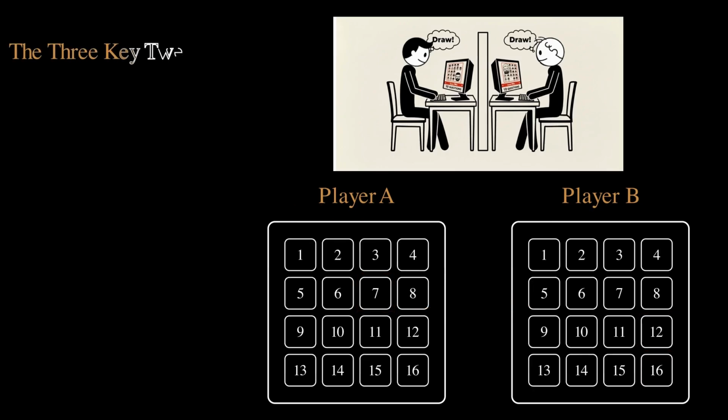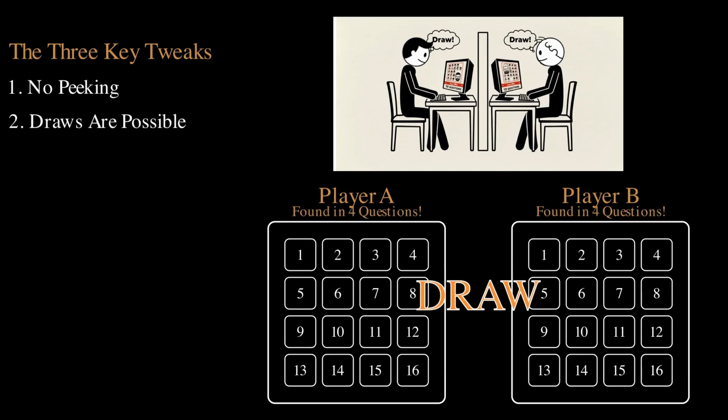We've made 3 tweaks to the original game to keep things fair and to keep the math simple. First, no peeking. In the board game, you can glance over and see how many faces your opponent has flipped down. That tells you if they're close to winning. Here, you can't. Second, draws are possible. Normally, the first player has an unfair advantage. In our version, if both players find their card in the same number of questions, it's simply a draw.